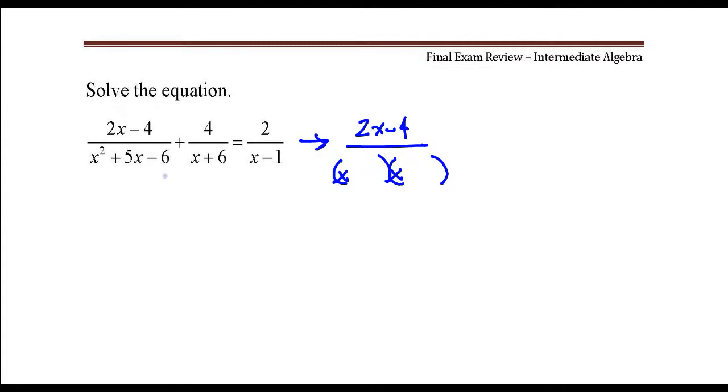So I'm looking for two numbers multiplied together that's a -6. When I add those two numbers together, it's going to be a +5. Okay, so that's going to be a +6 and a -1.